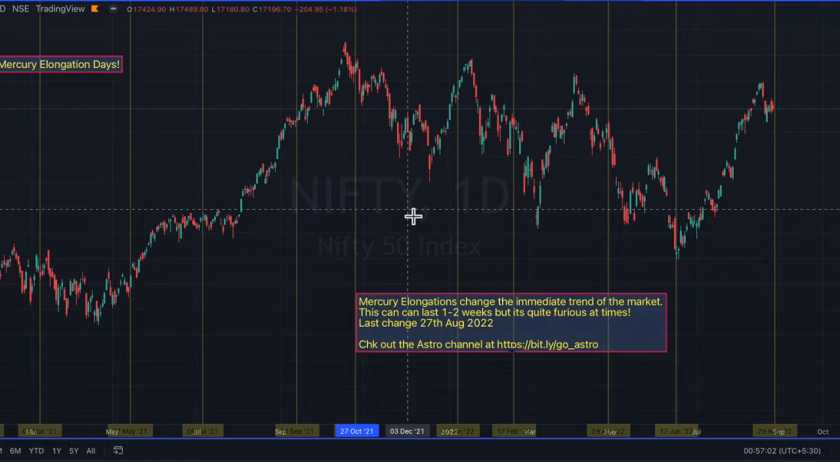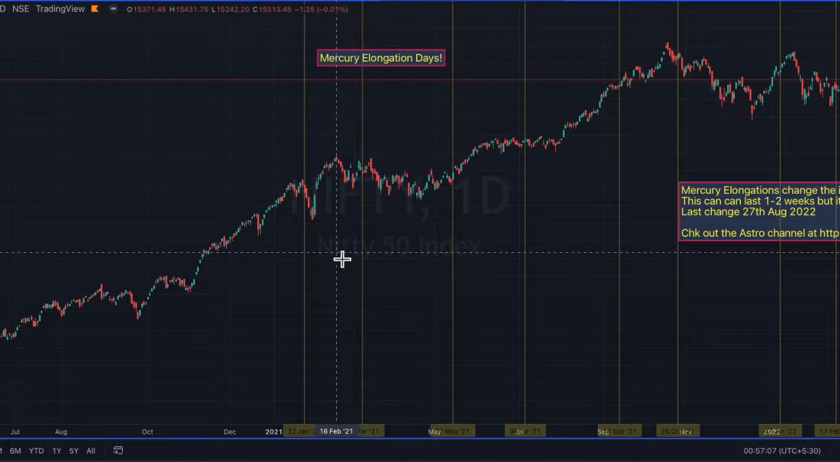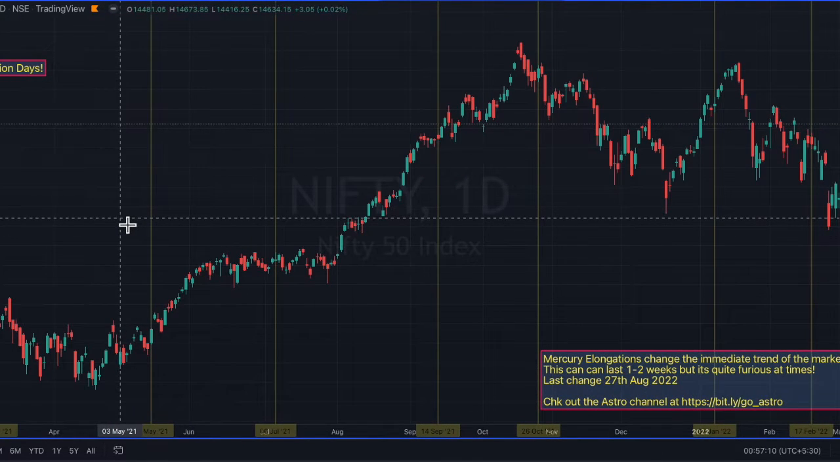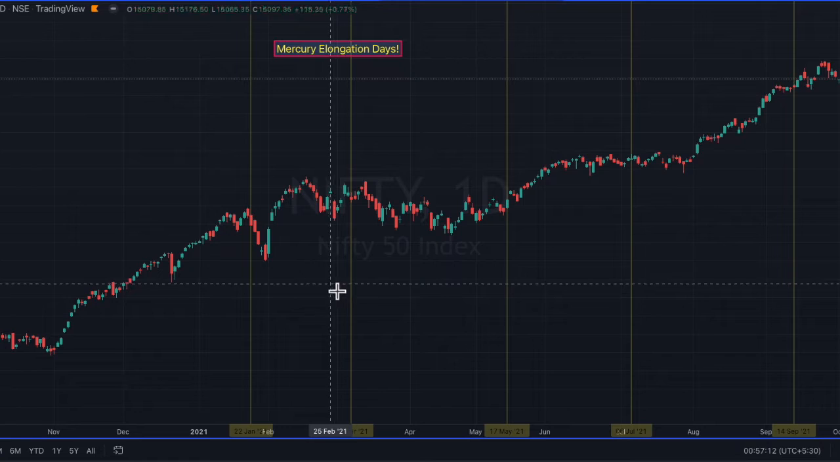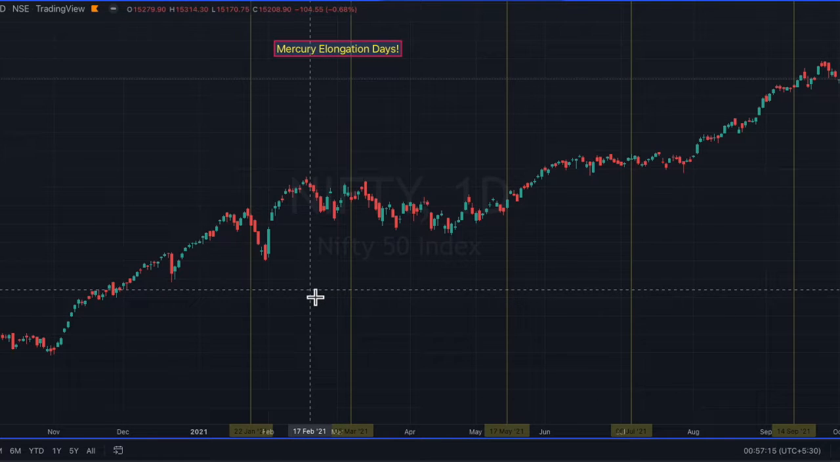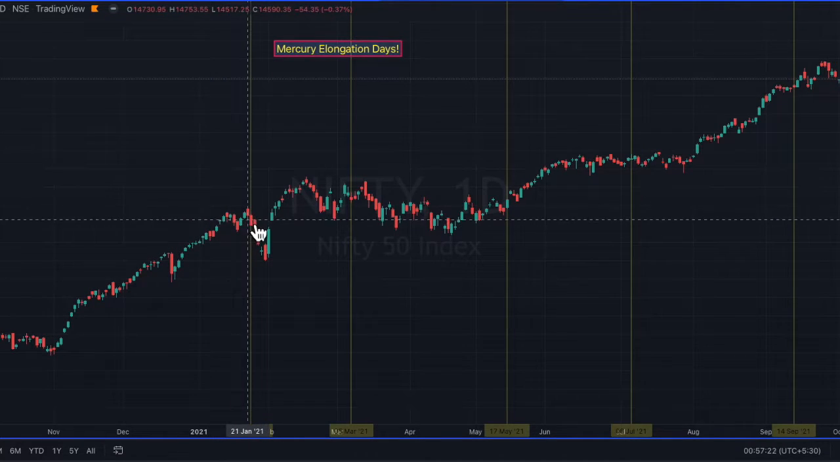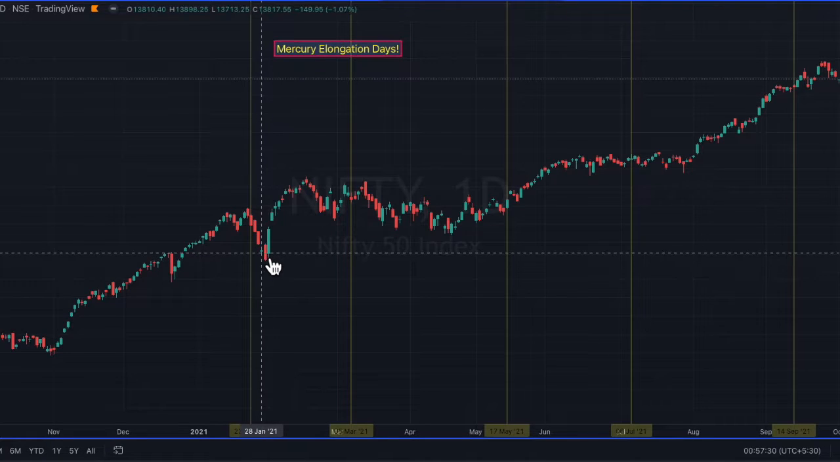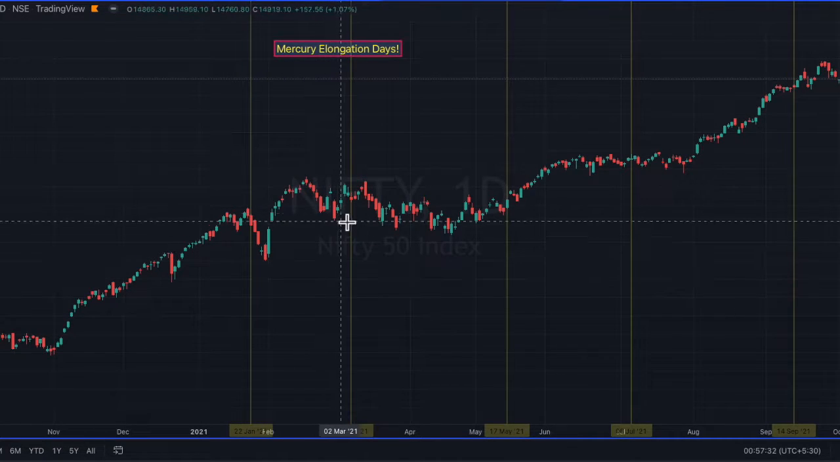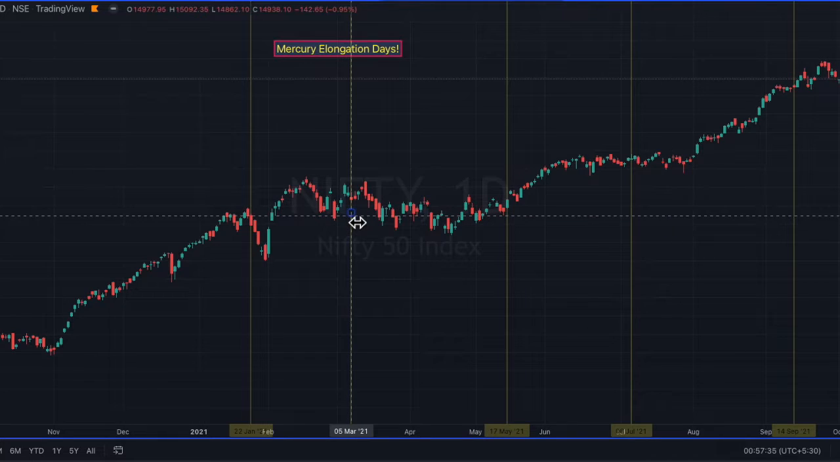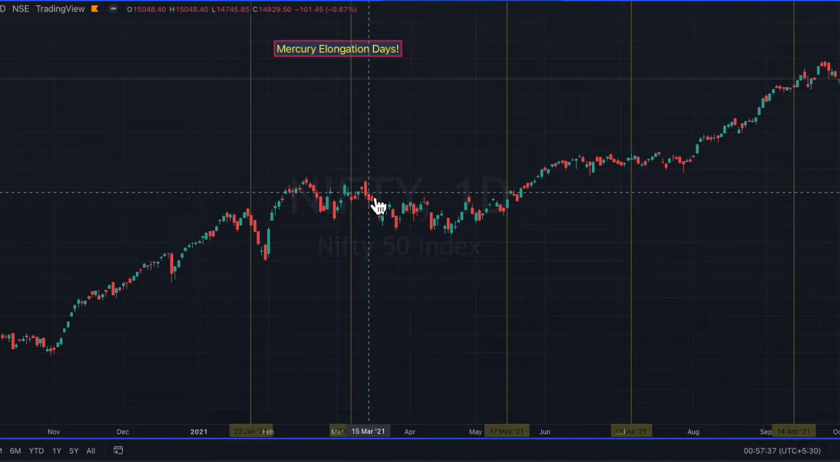So this is the plotting for the entire year. Let's go through them one by one so we can understand. These calculations could be one day plus or minus because of a concept called lost motion. We have a date here, 22nd of January 2021, and the market was going up, and the moment this elongation happened, it started correcting, and for the next 3-4 days it corrected. Similarly, here the market was correcting, and then the correction stopped, and it went up for a short term.